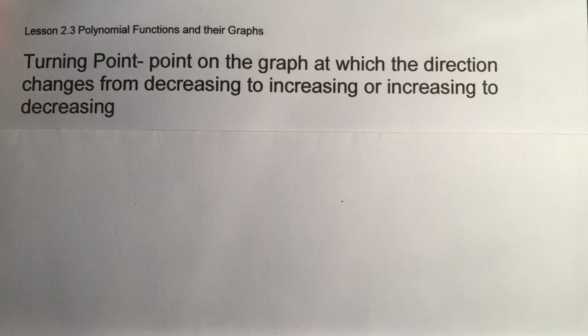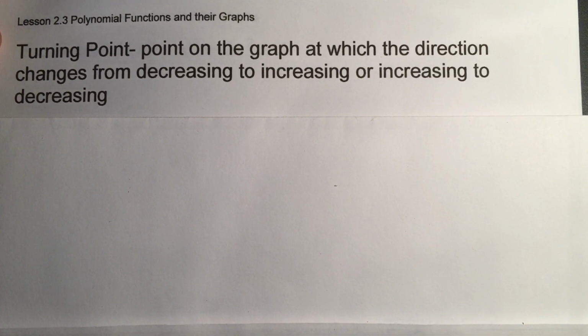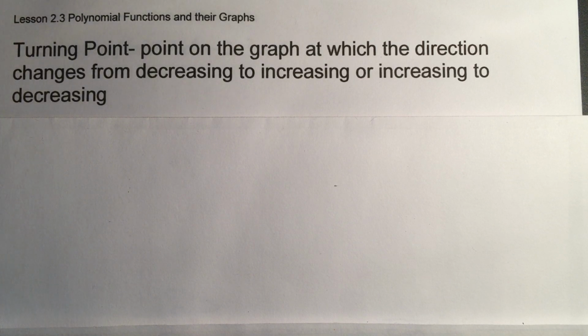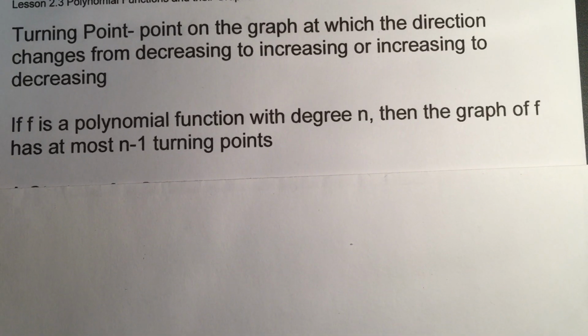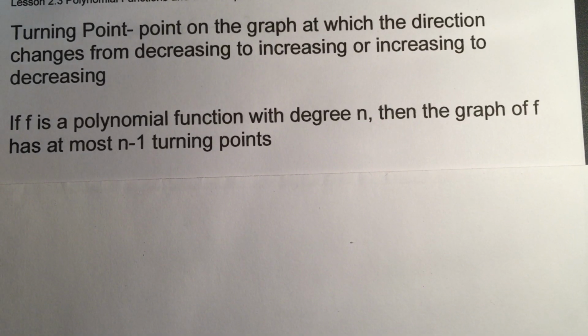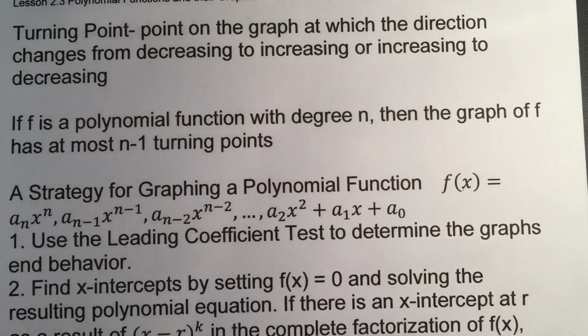So turning points is another thing you have to look for. Turning points are points in the graph in which the direction changes from either decreasing to increasing or increasing to decreasing. How we find that is we're going to take whatever the degree is, subtract 1, and that's the max amount of turning points that can happen.